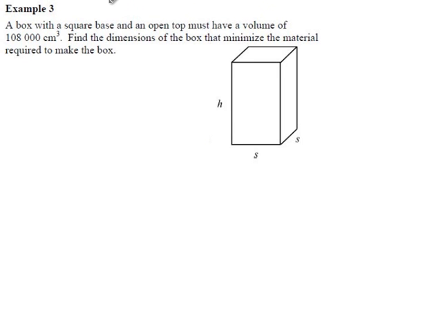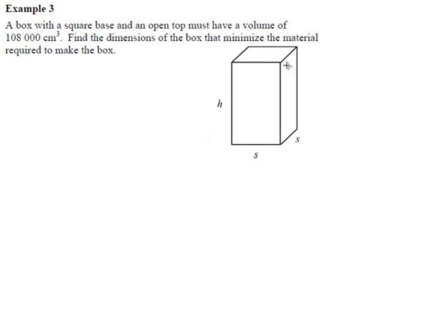Okay, here we have a box with a square base and an open top, and it has to have a very specific volume, and we can make the measurements anything we want, but we're supposed to minimize the material that we use, meaning minimize the area, because the area is where the walls are, and that's where we're making it out of material. Now, this diagram is very slightly misleading in a way that I'm going to fix right now.